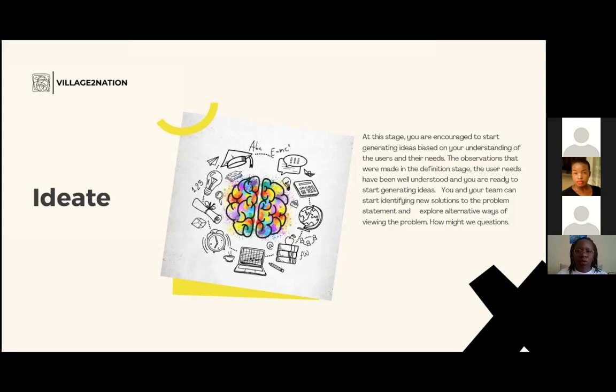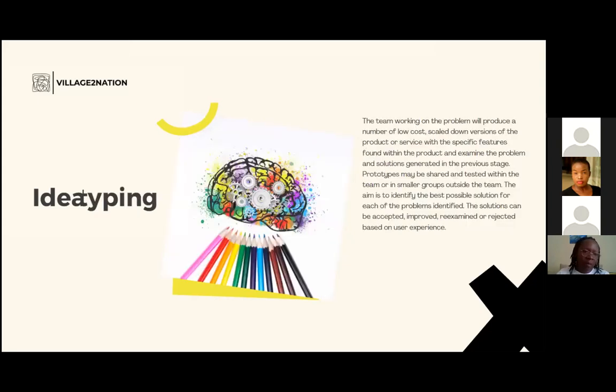And then you move to the next phase, which is prototyping. Thank you, Herbert, for sharing and allowing us to share your business. The team starts working on the problem. You'll produce a number of inexpensive, scaled-down versions of the product or service with specific features found within the product to examine the problem. So your product is now starting to take the form of being designed to meet specific needs. And these needs would be, Mama Mboga wants a shed. Not only does she want a shed, she wants a shed that is going to make her be on the front line.